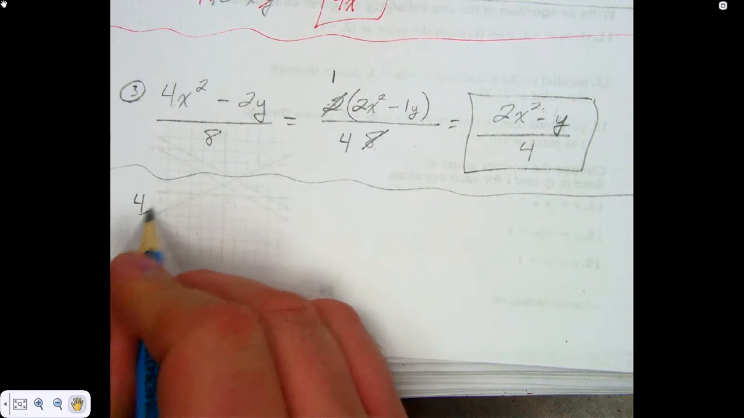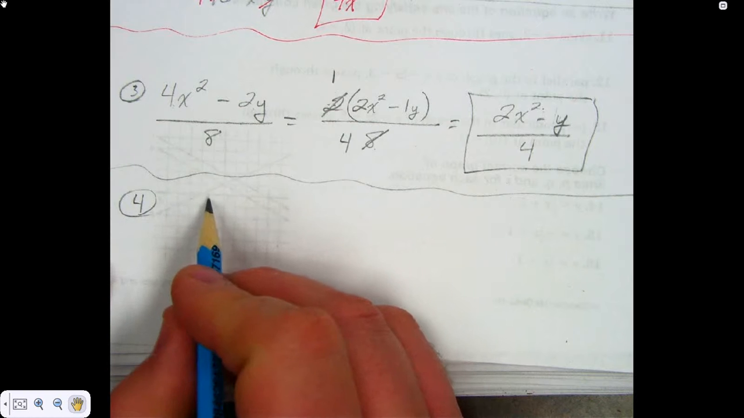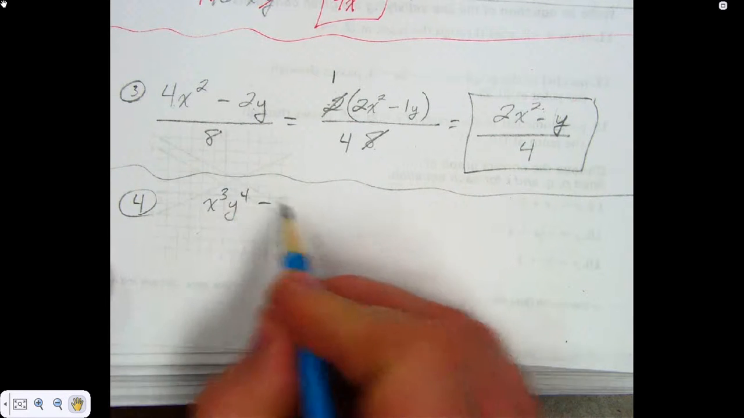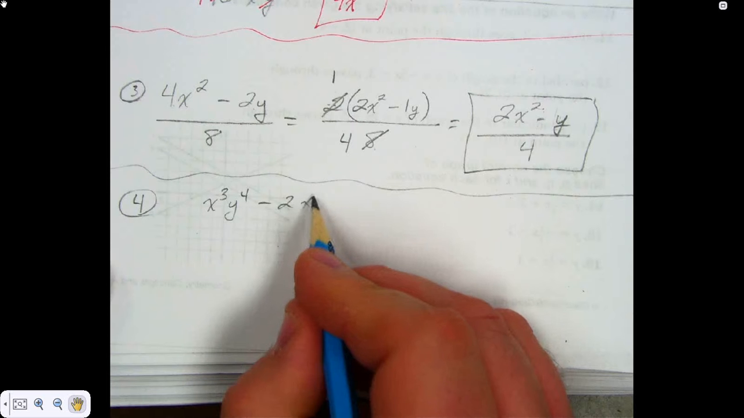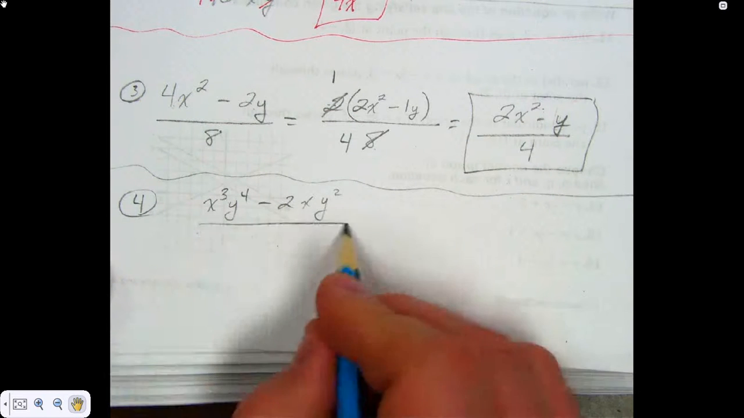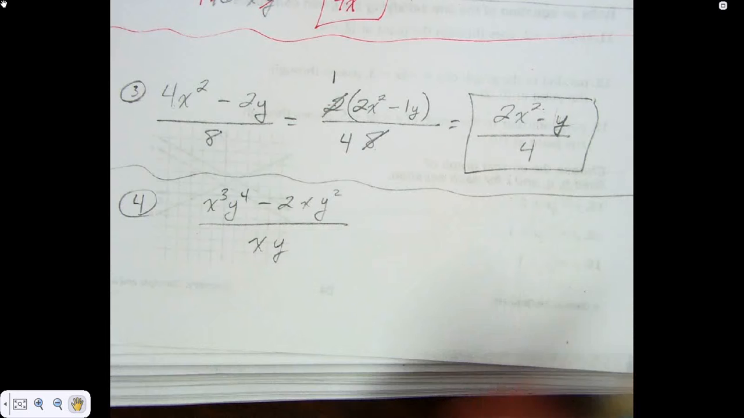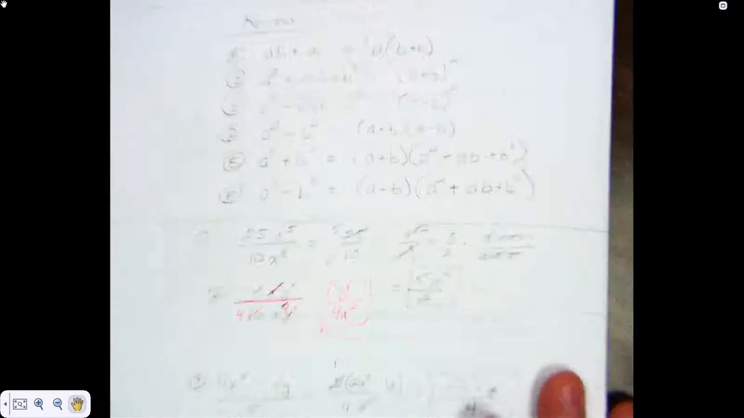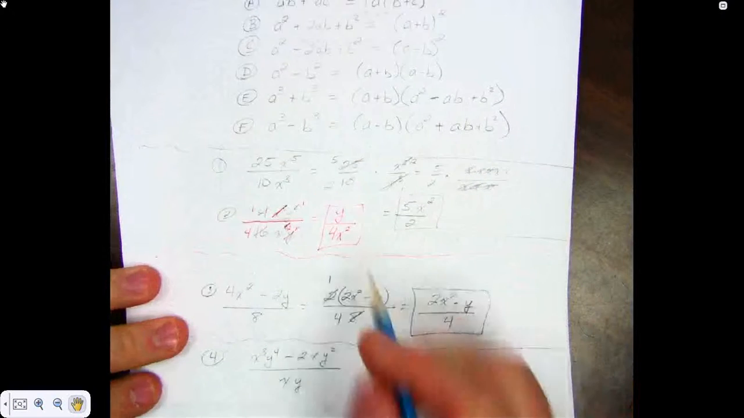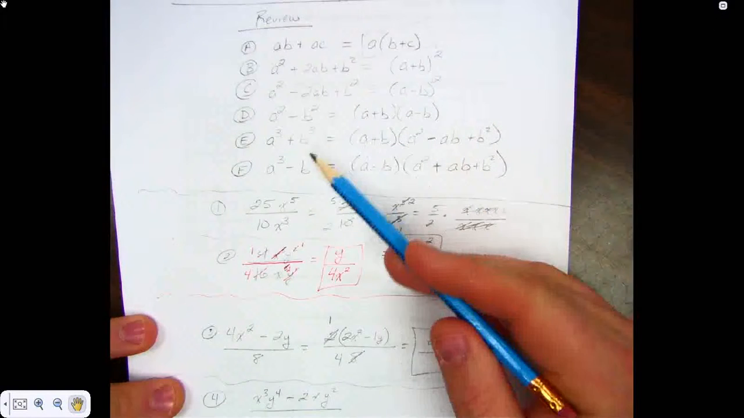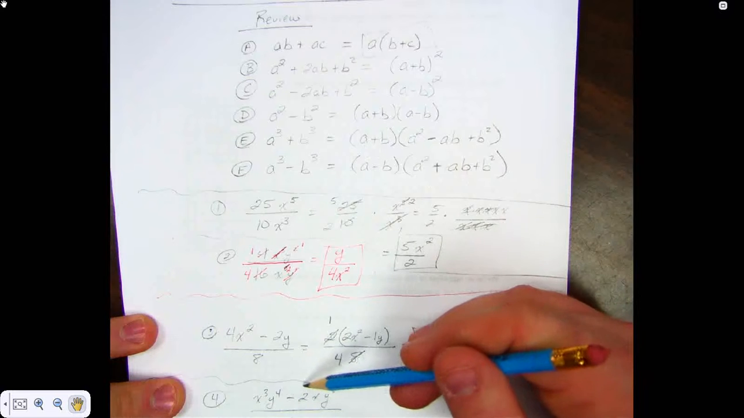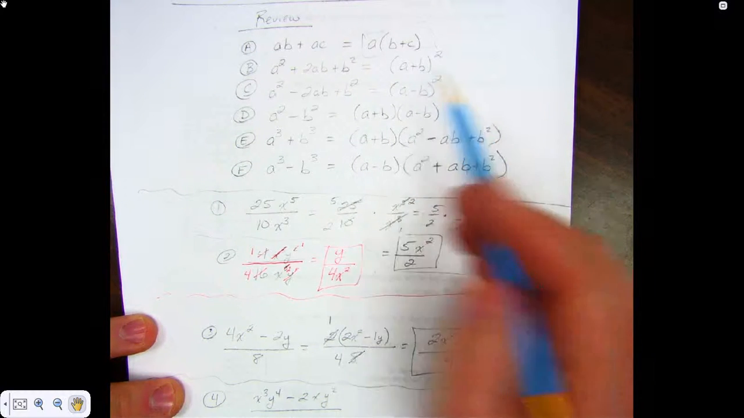Well, as you would imagine, they're going to make some things that are a little uglier, like x to the third, y to the fourth, minus 2x y to the second over xy. That's just plain ugly. Okay? Well, when I'm looking back up here at these, I don't have like a to the third plus b to the third, do I? Because this is to the fourth, that's to the first. My only chance is probably to factor something out.